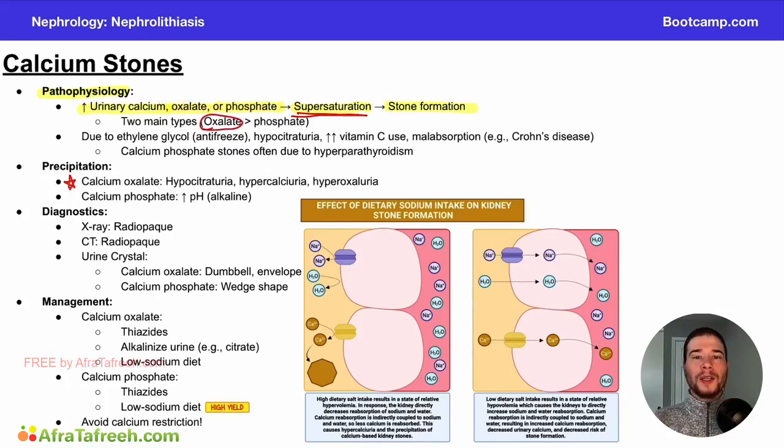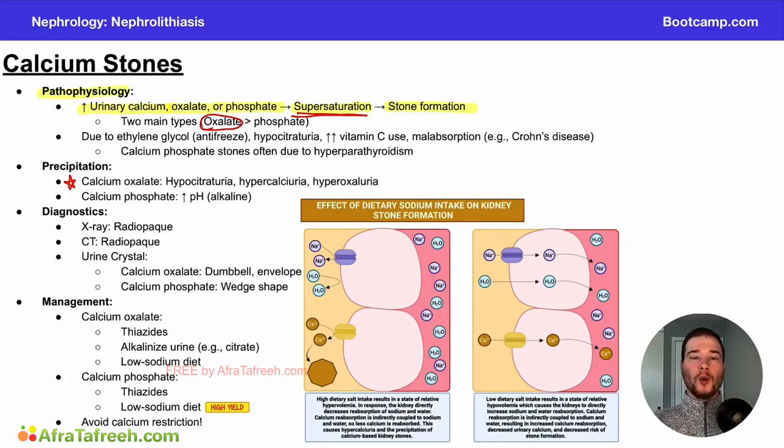The reason this is important is because sometimes in question stems, they will try to be a little bit tricky and they'll give you a presentation where it's obvious the patient has elevated levels of calcium and thus they're predisposed to a calcium type of stone, but it's less obvious what type of substance is then binding with the calcium. Is it phosphate or is it oxalate? And it's really based on that patient's presentation, which we'll talk more about in a second, that will help you determine what the ultimate answer is for the given question.